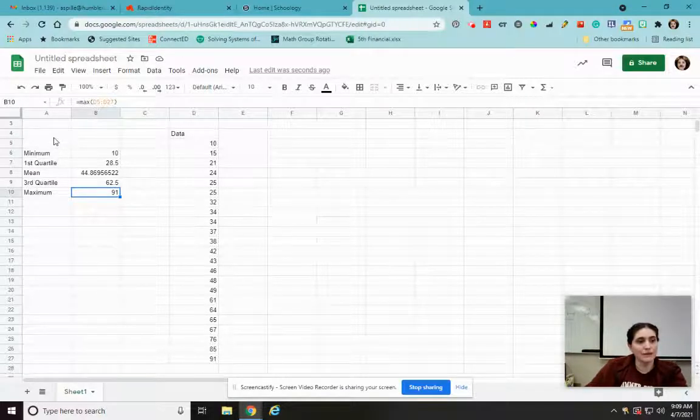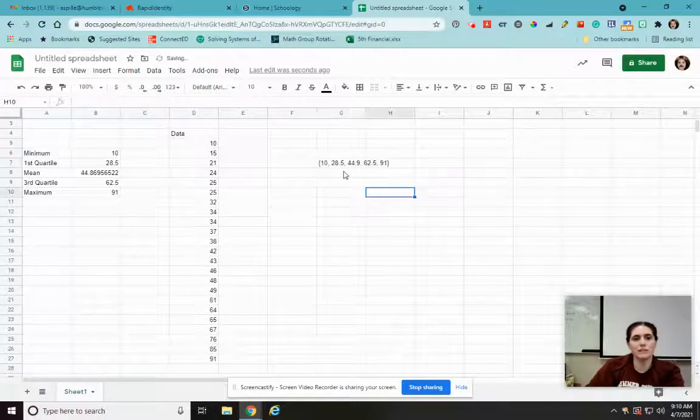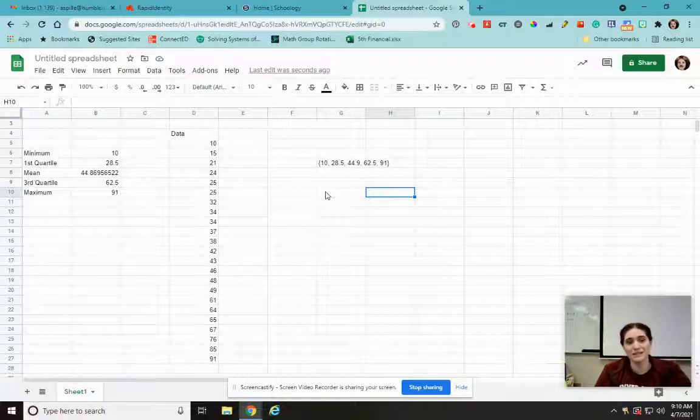So this is our 5-number summary. When you write it out, it'll look like this: 10, 28.5, 44.9, I rounded, 62.5, 91. That's my 5-number summary for my data, which doesn't make a lot of sense just by itself. I mean, it kind of does if you know what it is, but looking at it for the first time, you're just kind of like, okay, so we put some squigglies and some numbers. But we're going to actually use this to draw a little graph in our next video.